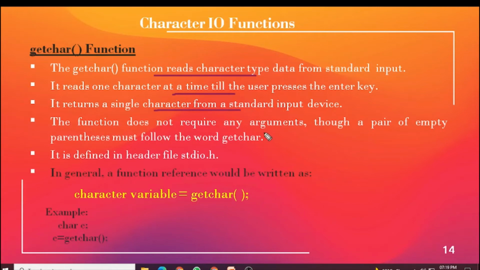This function does not require any arguments, though a pair of empty parentheses must follow the name, like this, and it is defined in stdio.h. The syntax or general form of this function is: character variable equal to getchar. For example, if we declare the variable c as the character type, and we want to input or read data from the keyboard, we can directly use c is equal to getchar. And it reads only a single character at a time.